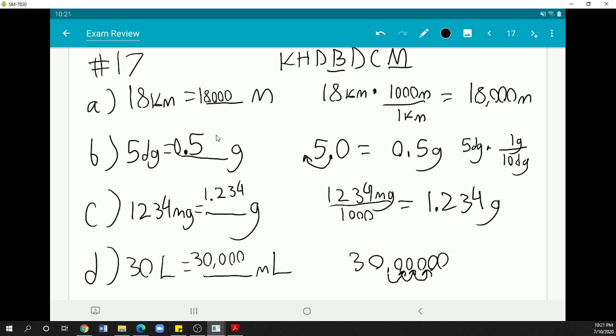I didn't feel the need to do too many because, again, it doesn't matter if you're doing weight, distance, volume, it all works.